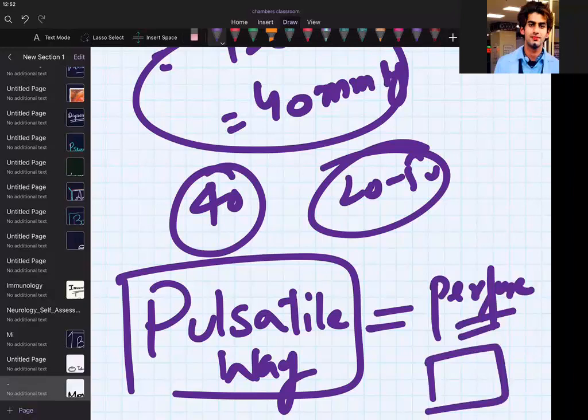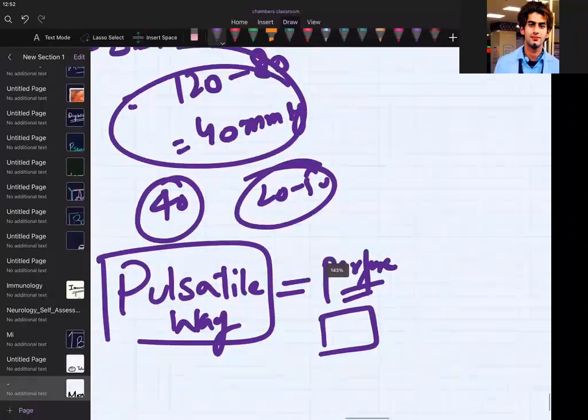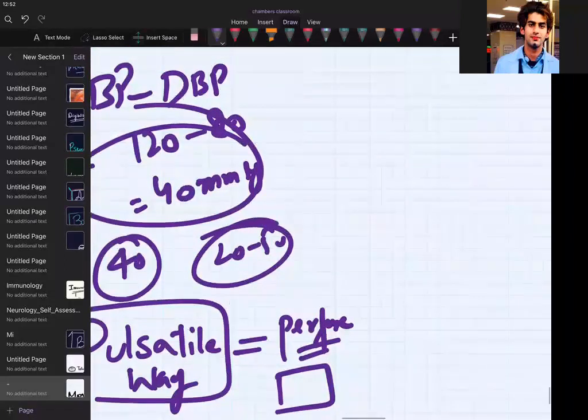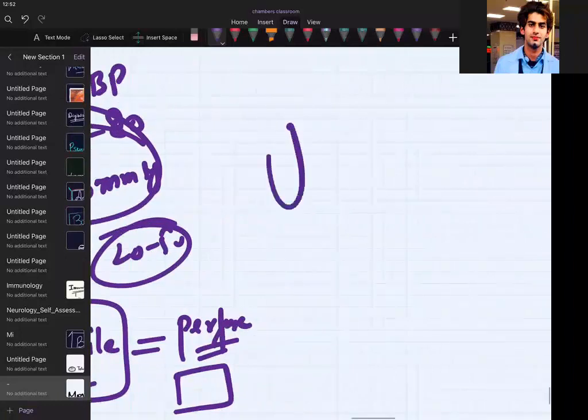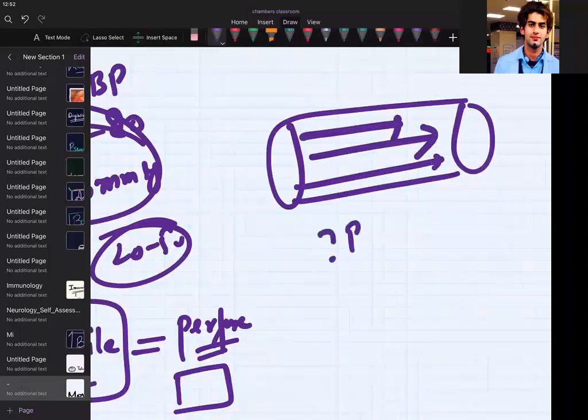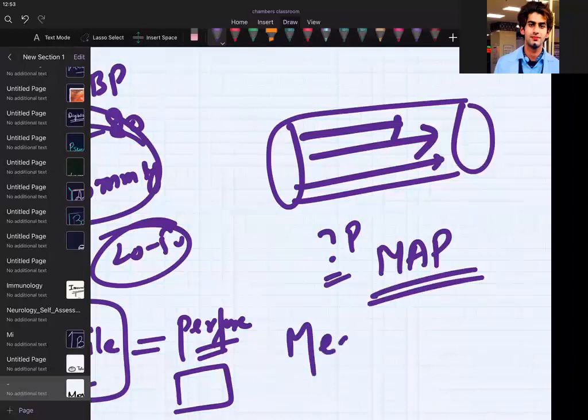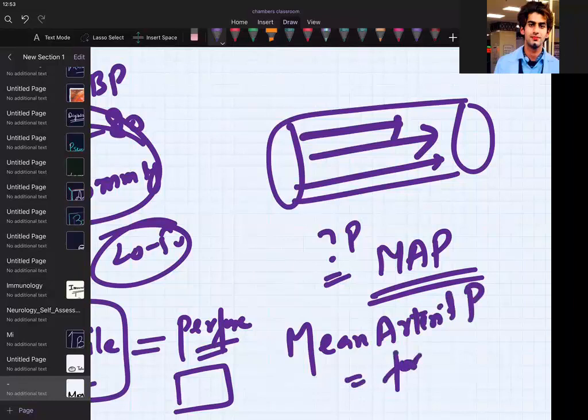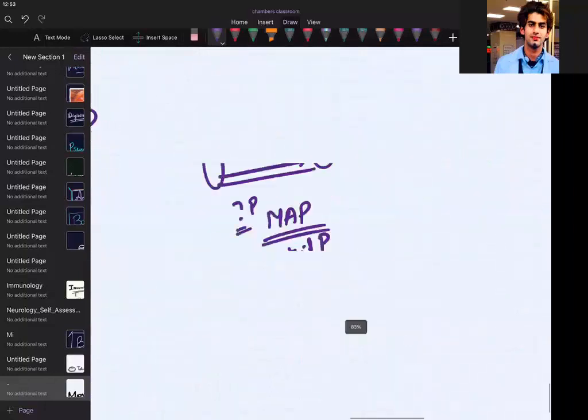Okay, which pressure helps in the forward movement of blood? You are saying, sir, the blood is moving forward. Which pressure? It is the mean arterial pressure. Mean arterial pressure is helping in the forward movement of blood.